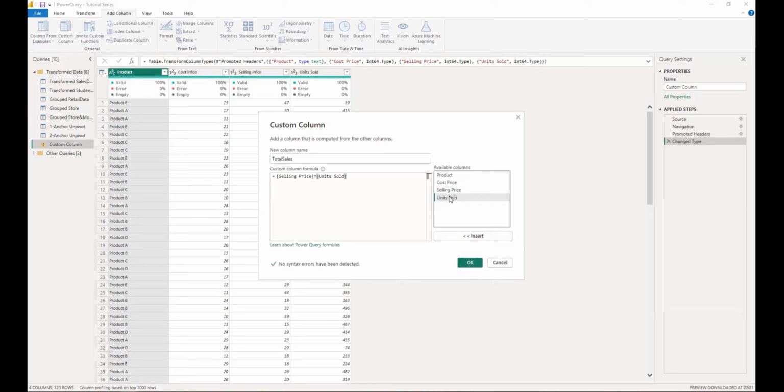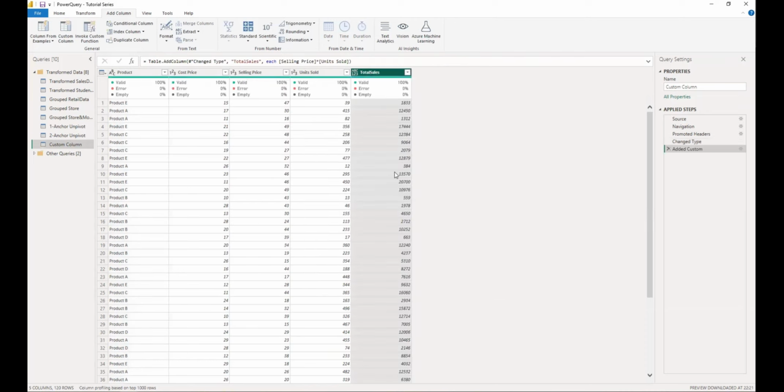So either I double click on the columns here, or I select the column and insert, or I even type it myself. As you are typing the column, it will come out just like we have in Excel. So here you see, using a custom column, you can create a new column, which is what we want to get the total sales, which is the selling price for one times the units sold. That will give us the total sales for that particular product. So just hit OK. Yeah, that's it. So with that, we get our total sales using a custom column.